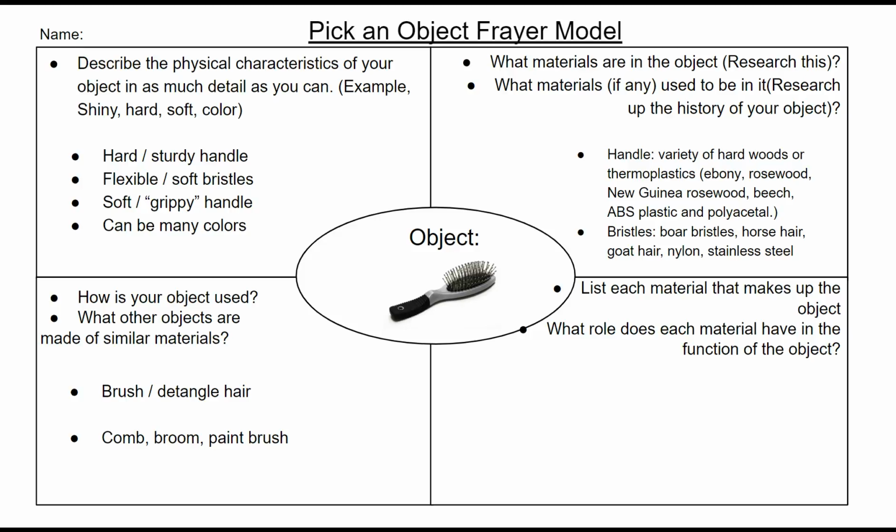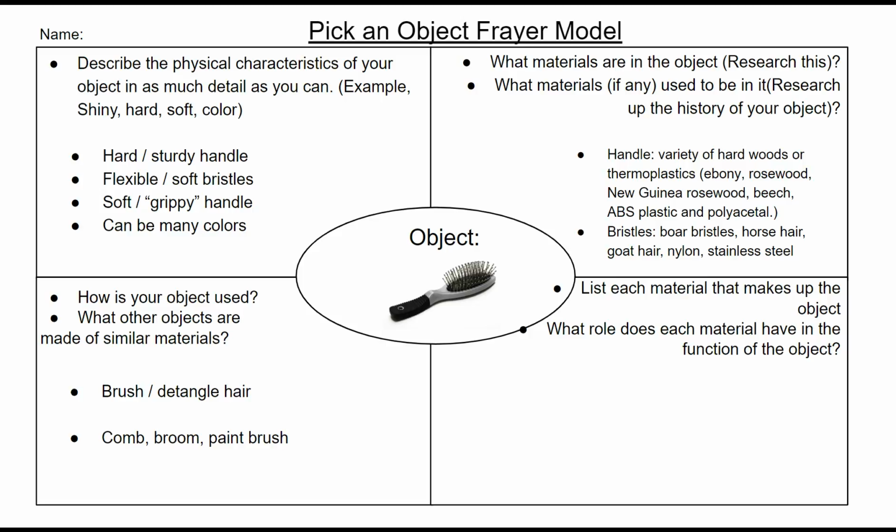And then specifically, I read that ebony, rosewood, or beech, which are types of hardwoods, are commonly used, or ABS plastic or polyacetal, which I don't know anything about, but those appear to be types of thermoplastics that are used specifically. Okay. The bristles have been made of boar bristles, horsehair, goat hair, nylon, or stainless steel.